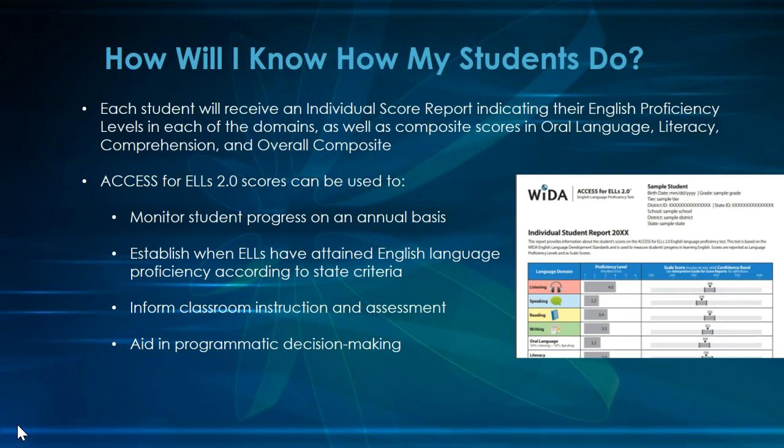The scores for Access can be used to help us monitor student progress on an annual basis, to look at how students are progressing in terms of their English language proficiency. It can also establish when an English learner has attained English language proficiency according to our state criteria. They can help inform our classroom instruction and assessment, especially when we look individually at those domains: listening, speaking, reading, and writing. And they can help aid us in decision-making surrounding students.